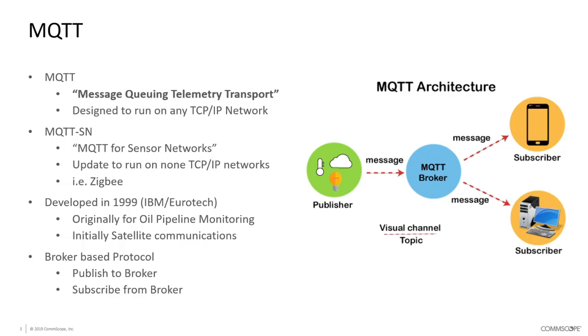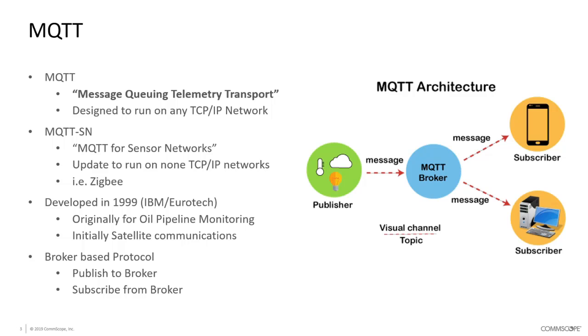MQTT was originally developed in 1999 by a combination of IBM and Eurotech for an oil pipeline monitoring system running through a desert, which was originally designed to use satellite communications with high latencies and a range of different considerations. So the whole protocol was originally designed to take into account a network that is maybe not 100% reliable, with very small quantities of data to be passed over a TCP/IP environment.